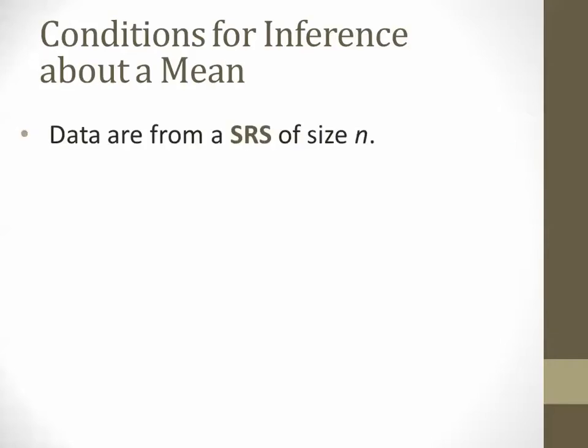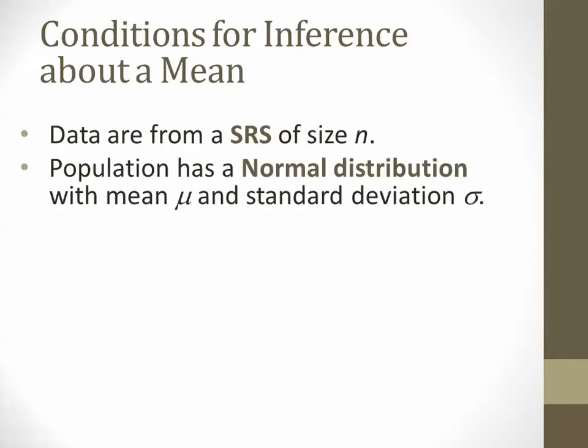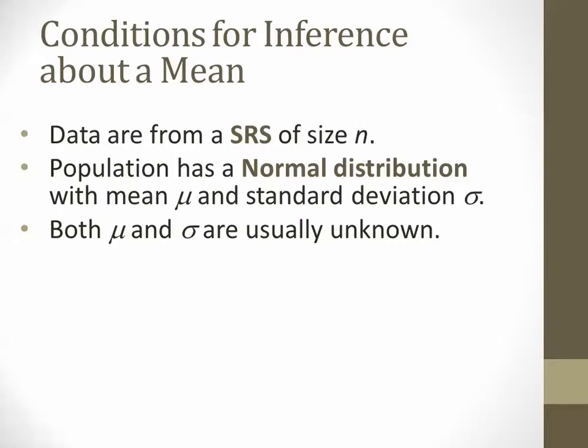Okay, there are some conditions if we're going to do inference about a mean. Data needs to be from a simple random sample. The population should have a normal distribution with a mean of mu and a standard deviation of sigma. But both mu and sigma are usually unknown.